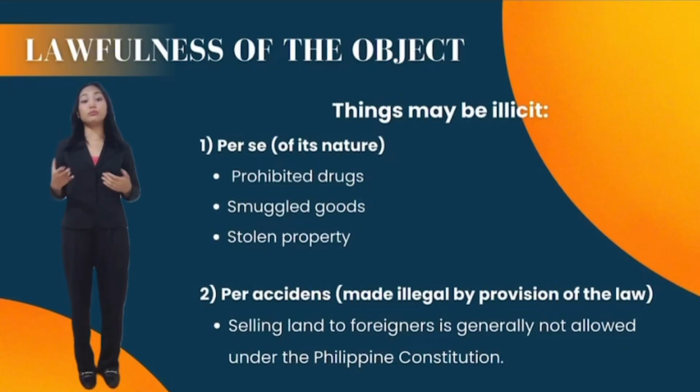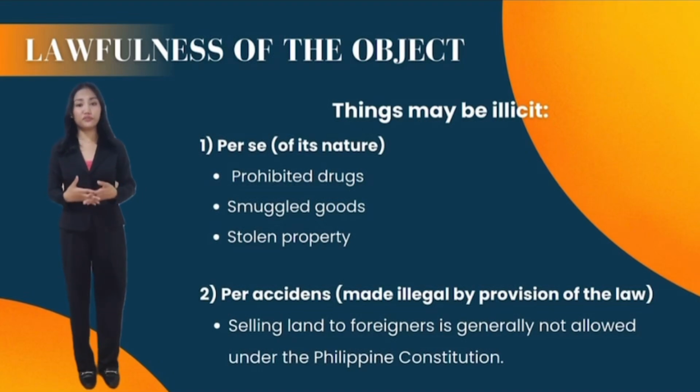For a contract of sale to be valid, the object being sold must be licit, meaning it must be lawful. If the thing being sold is illegal, then the entire contract is considered void, as if it never existed. Now, there are two ways an object can be illicit. Illicit per se or illegal by nature.